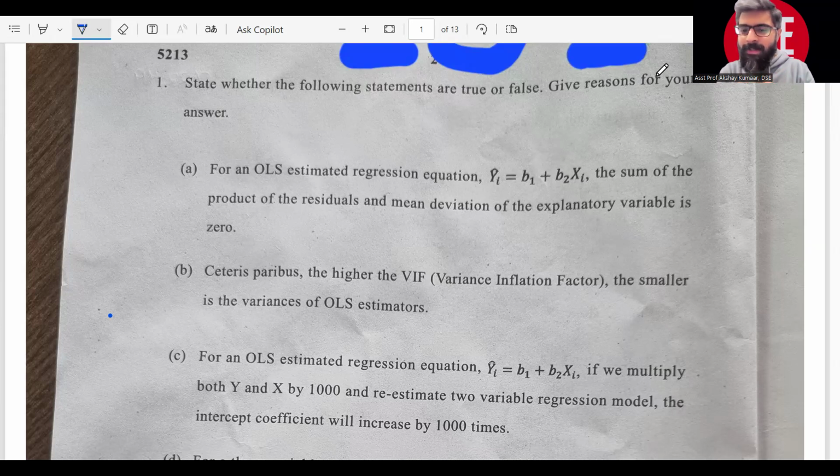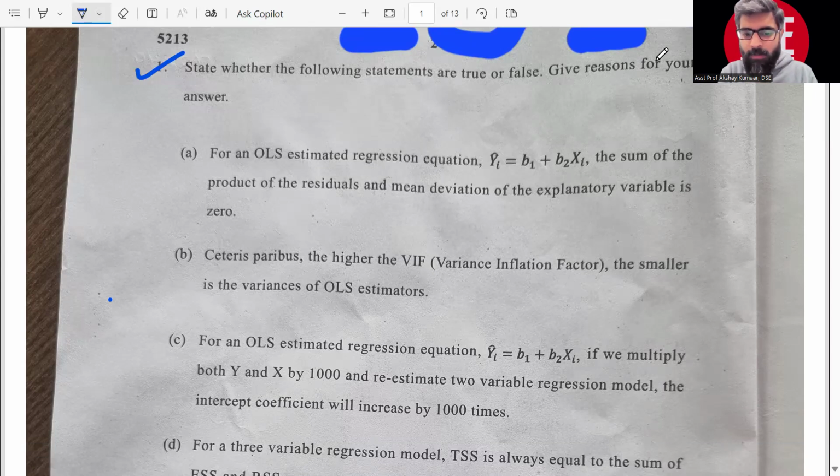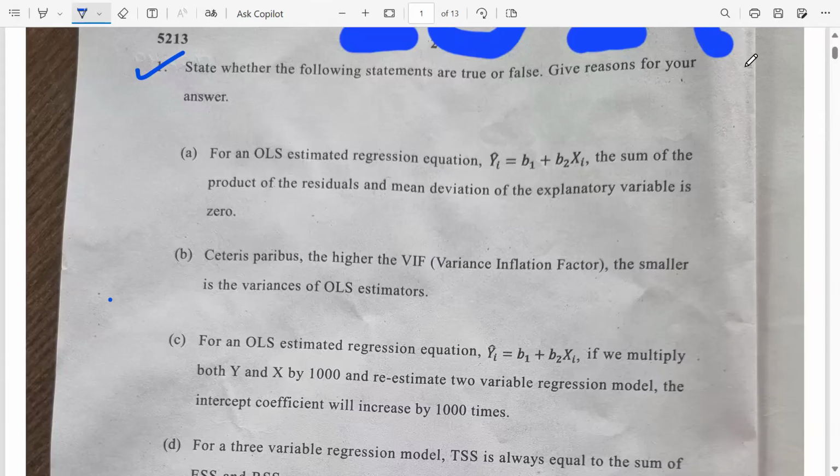Now, all students can see the 2024 question paper on your screens. In this lecture, I'm going to start with the discussion of question one, which is a question based on statements, which we have to see whether they are true or false. So let's quickly start with the discussion of question number one. Let's look at question one, part A.